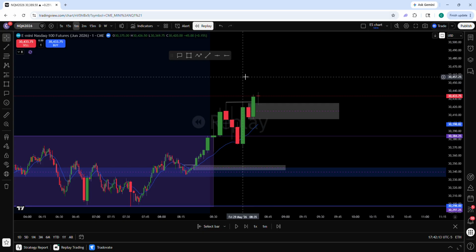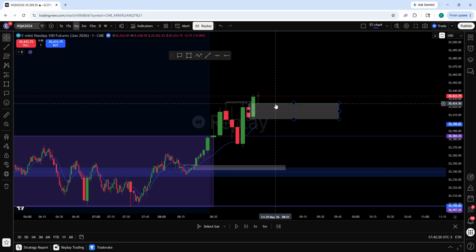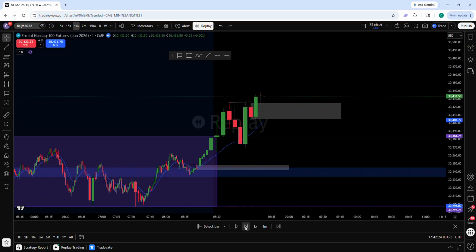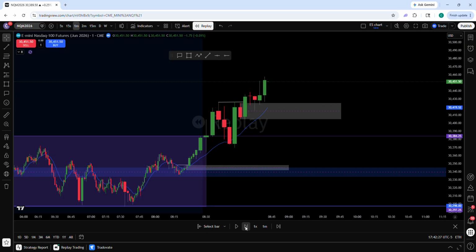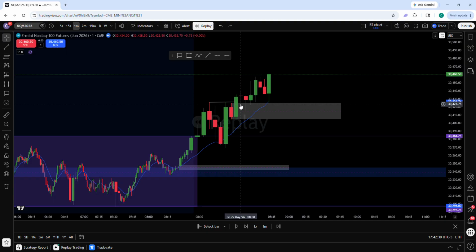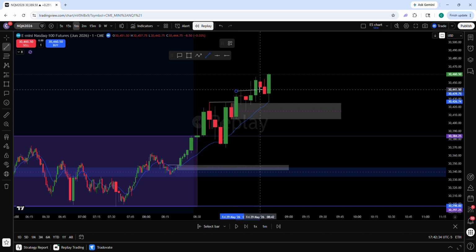I don't trade the first 30 minutes just because price is so volatile. I mean, this zone is a 20-point zone. It's not that bad, but I would still wait it out. And look what happens. We get a tap, a little bit deeper, and we push to a new high. So there's another break.